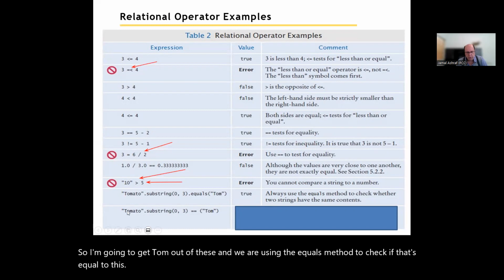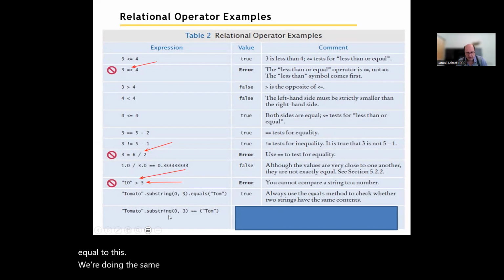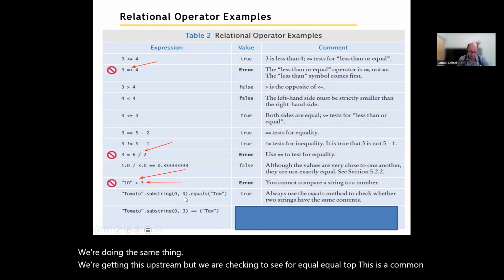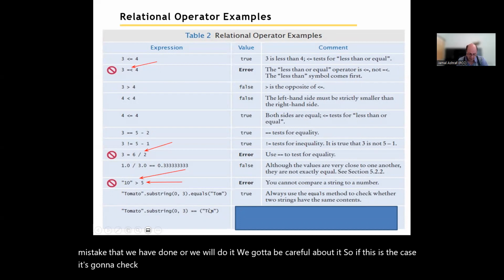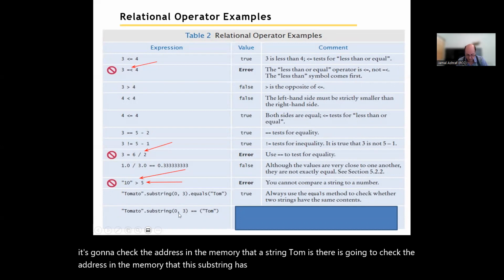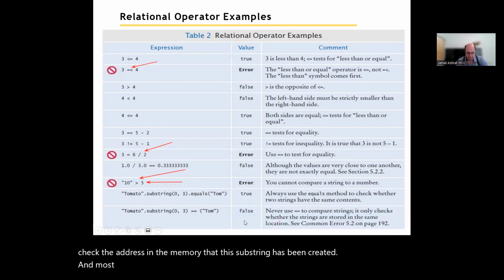Now, we're doing the same thing. We're getting the substring, but we are checking for equal Tom. This is a common mistake that we have made, or we will make. We've got to be careful about it. So if this is the case, it's going to check the address in memory where the string Tom is. It's going to check the address in memory where this substring has been created, and most likely they're not going to be the same. This is a different object than this one.